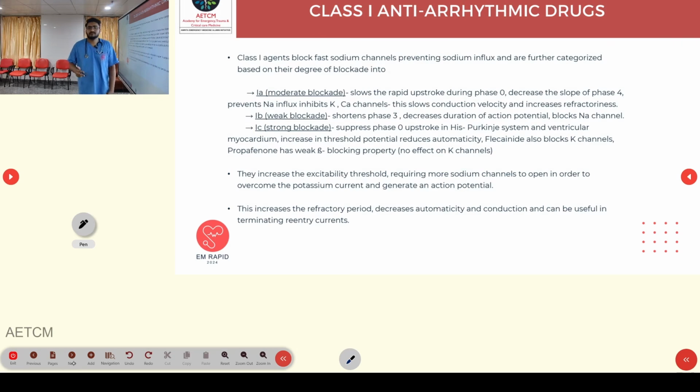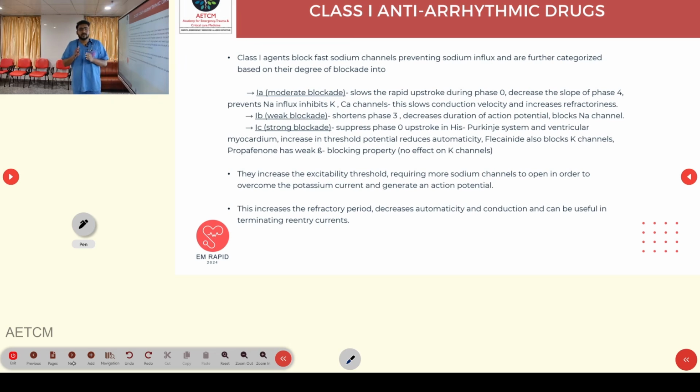So coming to each of these properly, we have class 1 antiarrhythmic drugs. As we discussed, these block the fast sodium channels, and they are further categorized based on the strength of the blockade into moderate, weak and strong for 1A, 1B and 1C. In 1A, moderate blockade, it slows the rapid upstroke, the initial phase which we had seen in the action potential graph. During phase 0, the rapid upstroke is slowed down, and it also decreases the slope of phase 4. By preventing the sodium influx, it also inhibits the potassium and calcium channels as well, and this lowers the conduction velocity and increases the refractory period.